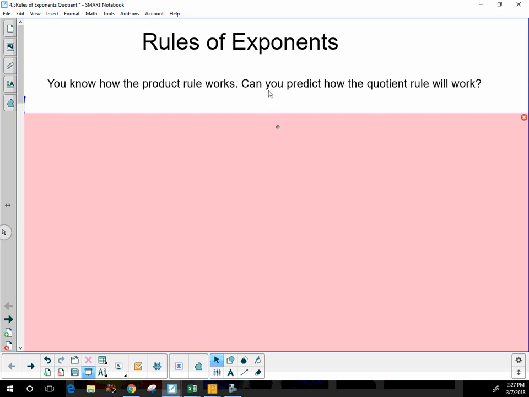Okay? So hopefully you know that product is what kind of mathematical operation? You should know that that's multiplying, okay? And then quotient is division. And how do these two relate to each other? Okay? They're opposites, right? And so for the product rule, the rule says you add. What do you think is going to happen for the quotient rule? If multiplying and division are opposites, and here you add, here you will subtract. It really is that easy.